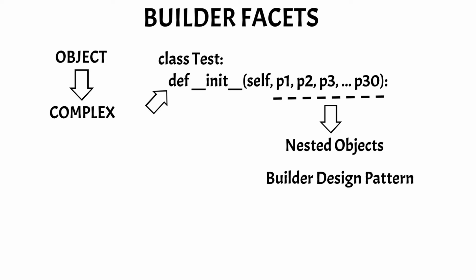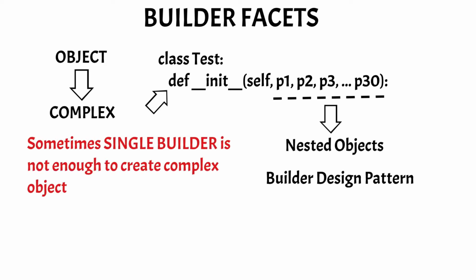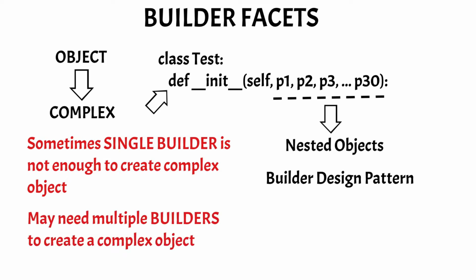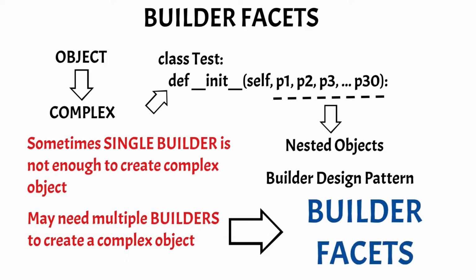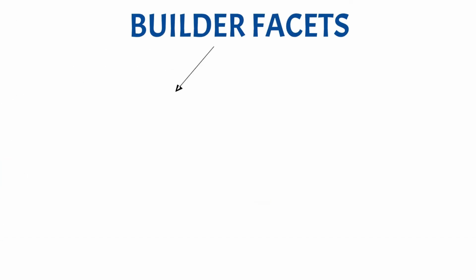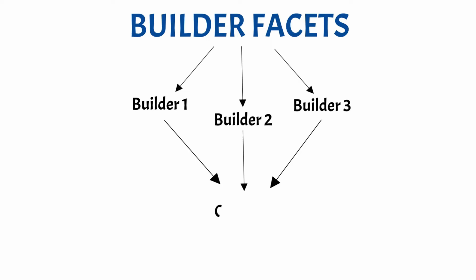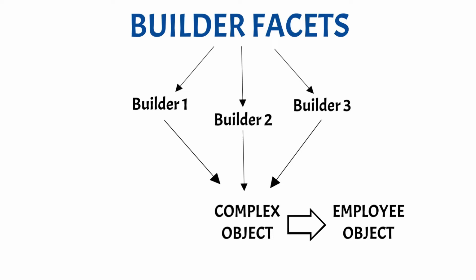Now sometimes your object is so complex that a single builder will not be enough to create that complex object. You may need multiple builders in order to create a particular complex object, and that's where the builder facets design pattern comes in. So using the builder facets you can create multiple builders, and with those multiple builders you can create your complex object. So in this video we will see an example where we will try to create an employee object using builder facets.